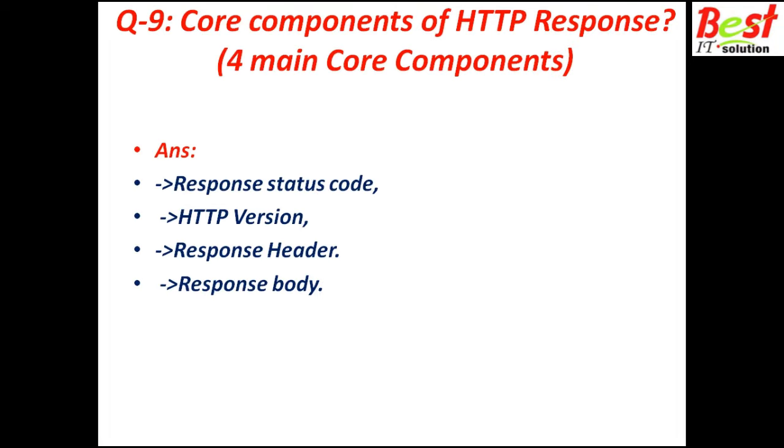So these are the core components of a particular HTTP response. From the response status code, we can know the status of the response. Suppose it is 200, that means success. 201 means created. The 400 series means errors on the UI or front-end part. 500 means internal server error. So there are different types of HTTP status codes, and with the help of these codes, we can identify a particular error.